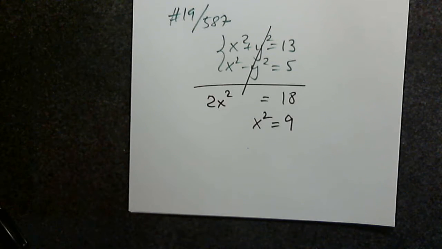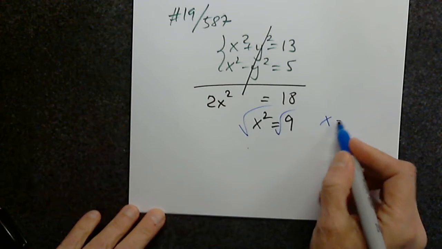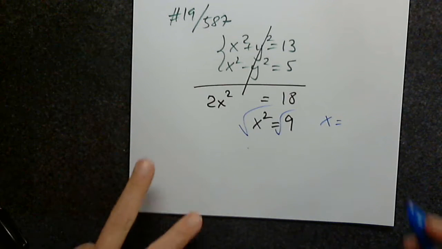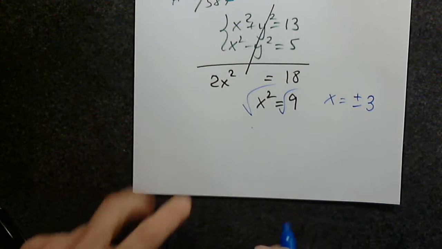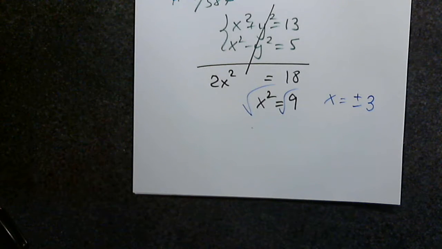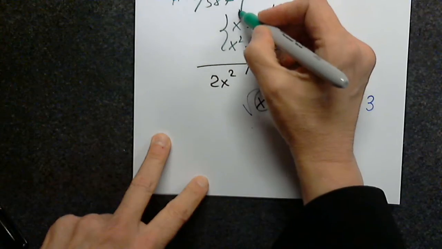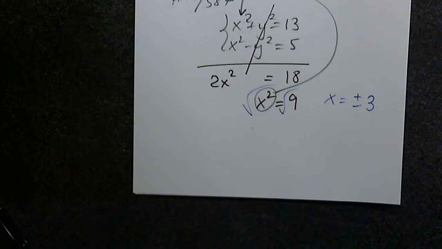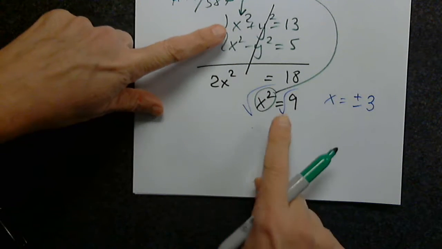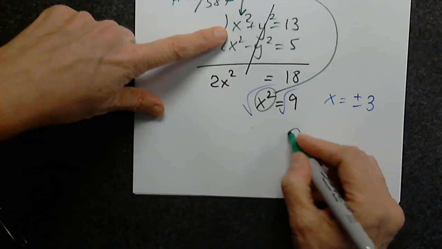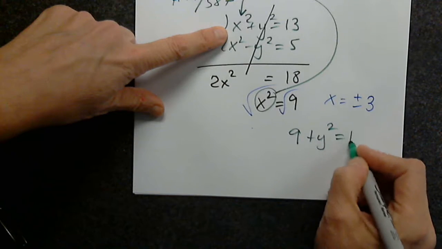Awesome. Well done. How many solutions do I have to write? Because if I forget, then I'm in trouble. 2. Exactly. So plus or minus 3. Is this enough? No. It's good, but it's not good enough. Why? Because I have to replace x squared in the first equation or the second equation. It doesn't matter. By 9, x squared by 9, correct? So then I have 9 plus y squared equals 13.